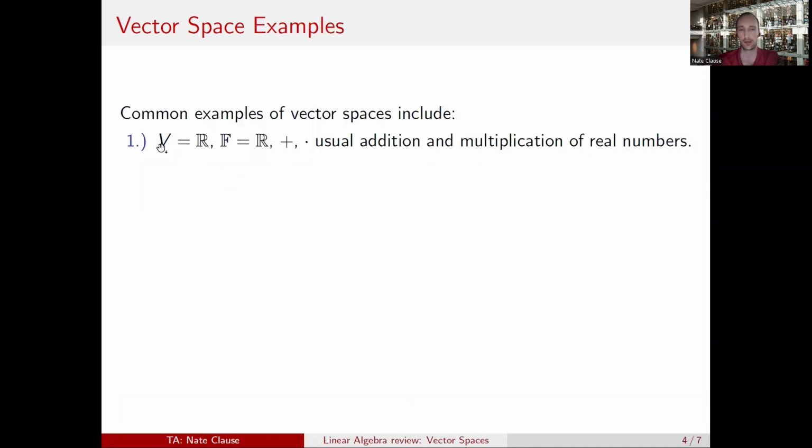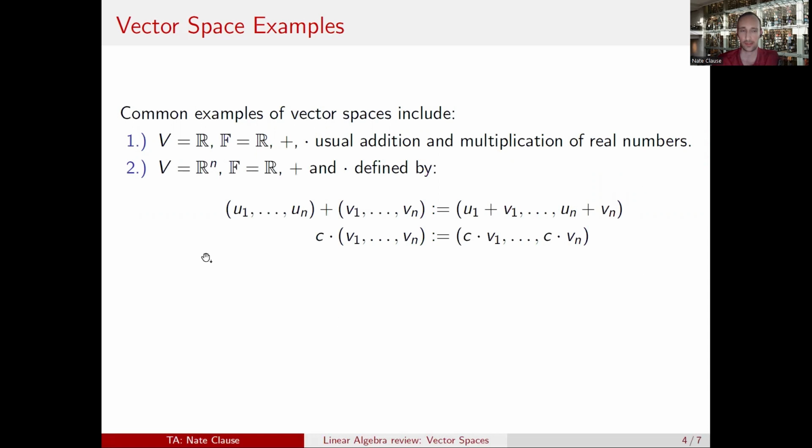Some examples include first, the vector space R, the reals, where we take the scalars also from the reals, and addition and multiplication are the usual addition and multiplication that we've worked with since elementary school. The next example is R^n, n-dimensional Euclidean space, where again, the scalars are the reals, and addition and multiplication are defined coordinate-wise.